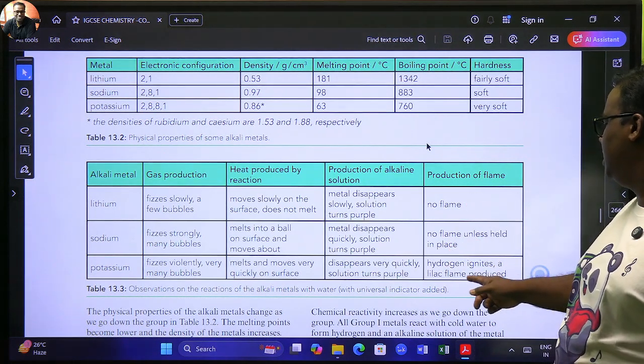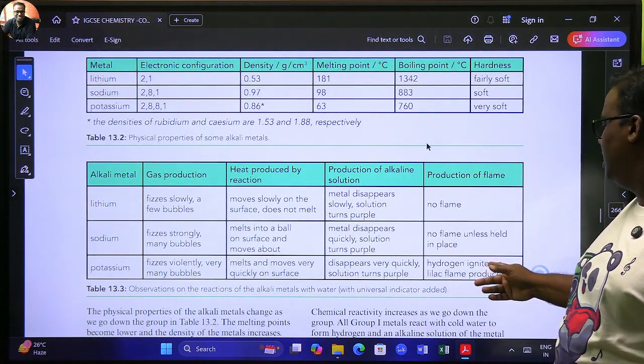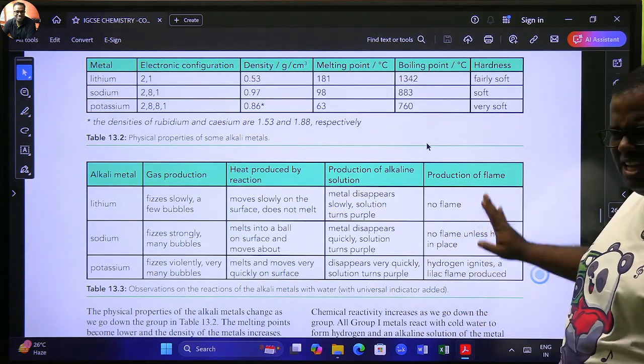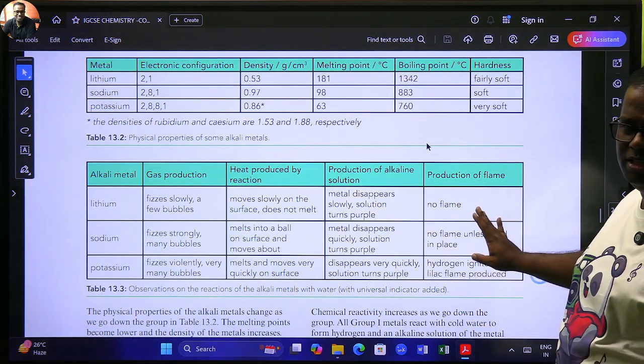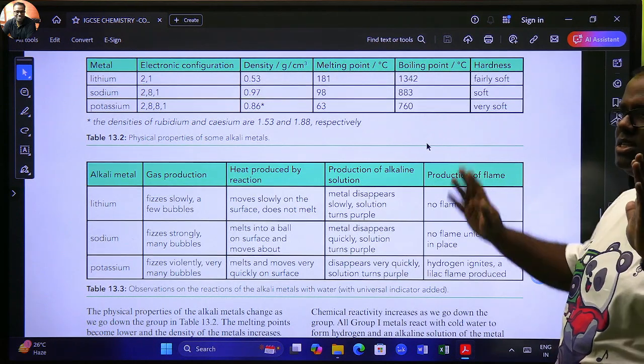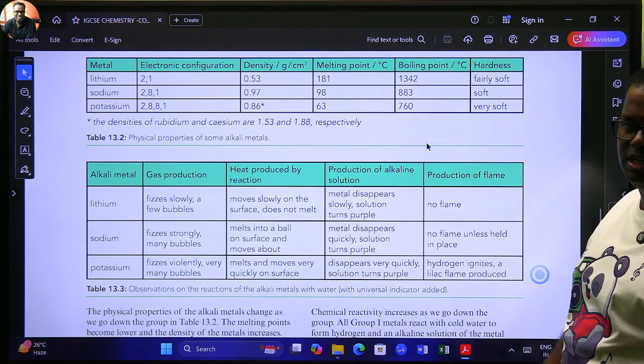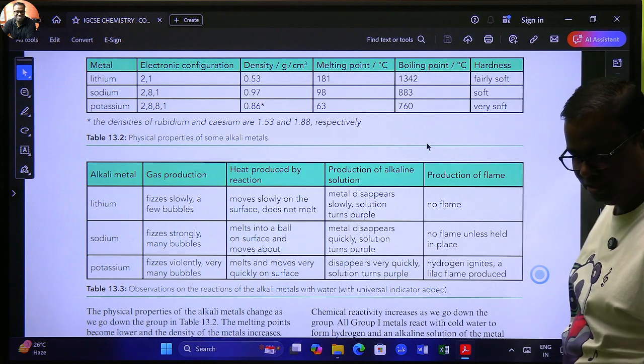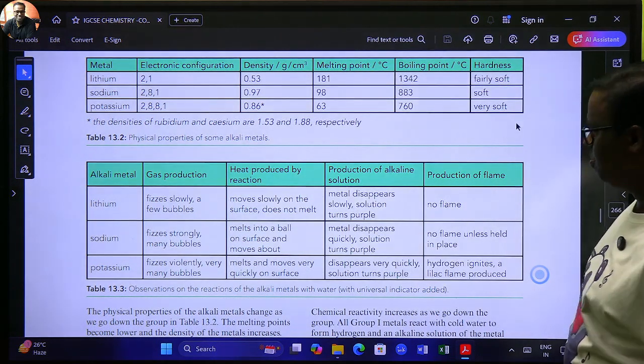Hydrogen ignites and a lilac flame is produced. It's not that important for you right now, but some flame test colors will be there that we'll see when we do that ATP portion. There will be a flame color. We'll see that.